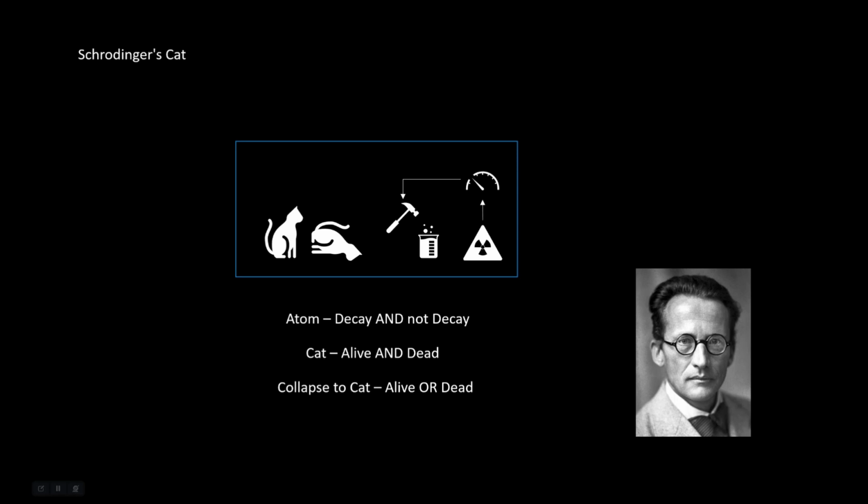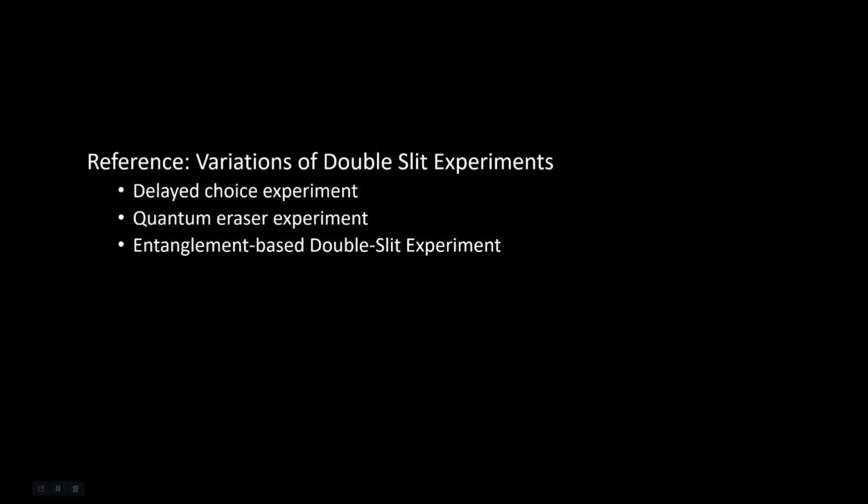Schrödinger's cat is often used to discuss the challenges and implications of interpreting quantum mechanics, especially the nature of superposition and the role of an observation in determining the reality at a more quantum level. Since then, there have been many other variations of the double-slit experiment that I will leave here for your reference, all of which aim to deepen our understanding of fundamental principles of quantum mechanics.